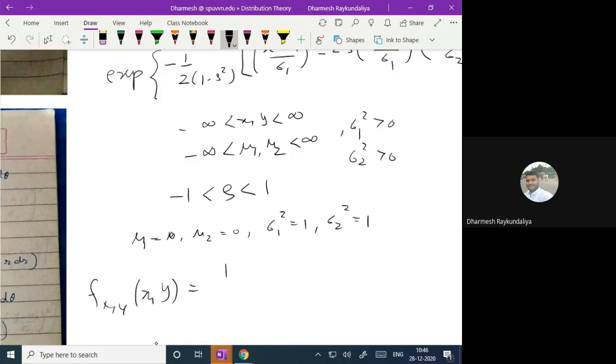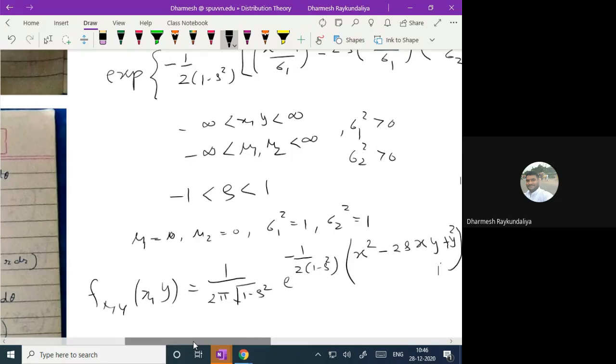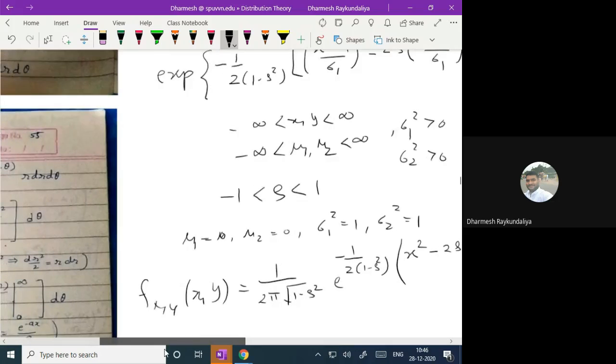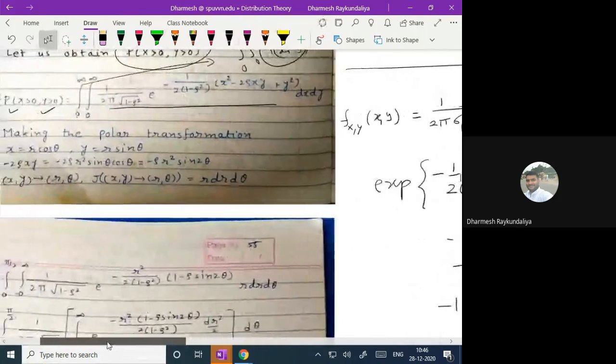this is the constant 1 upon 2 pi, sigma 1 is 1, sigma 2 is 1, and then square root of 1 minus rho square, and then e raised to minus 1 upon 2 into 1 minus rho square, times, since x minus mu1 is x and sigma 1 is 1, x square minus 2 rho x y plus y square. So this is nothing but the standard bivariate normal distribution having the parameters 0, 0, 1, 1, rho. So that is what I have written here.